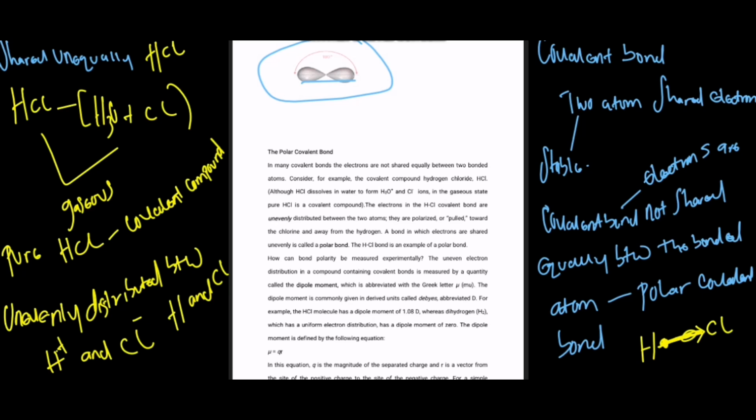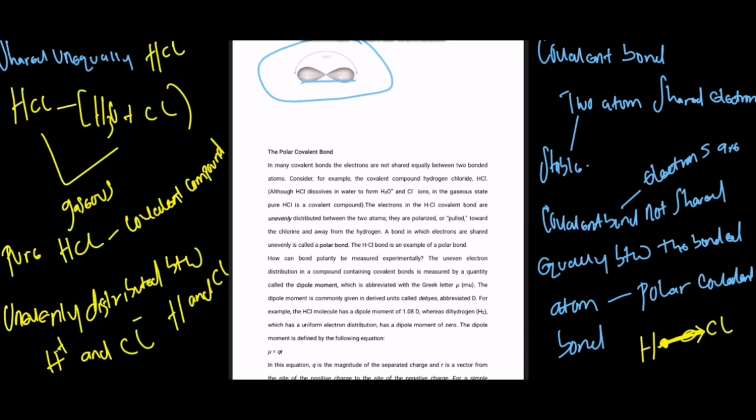Now I know the question that will be running through your mind is, what does this unequal sharing cause? What is the effect of this unequal sharing of electrons? That is the unequal sharing of the bond, which normally happens in a polar covalent bond, because we said that a polar covalent bond is a bond in which the electrons are being shared unequally between the two bonded atoms.